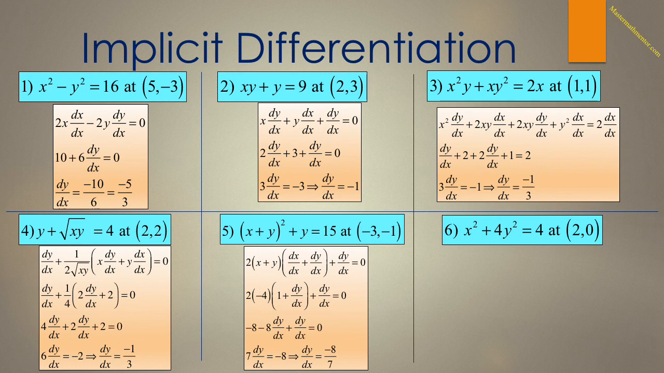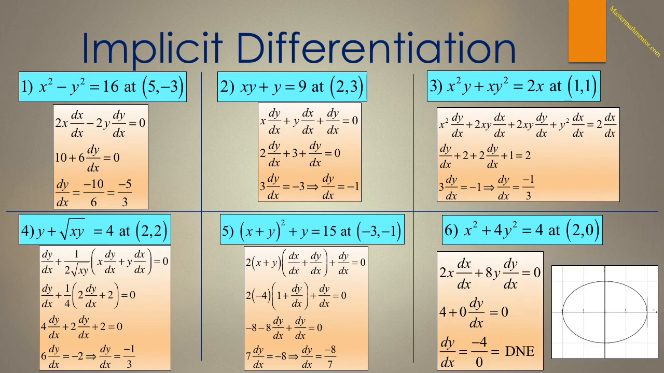So plugging in the point, we get 2 times -4 times (1 plus dy/dx) plus dy/dx equals 0. That gets us to -8 minus 8 dy/dx plus dy/dx equals 0, and therefore dy/dx is equal to -8/7.